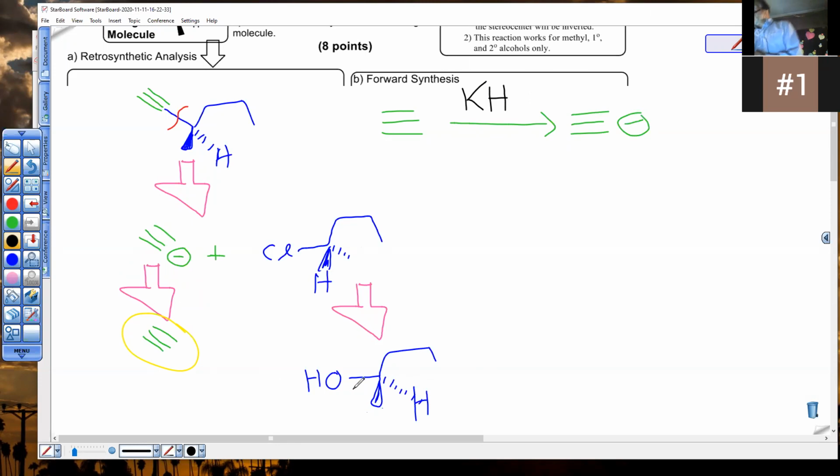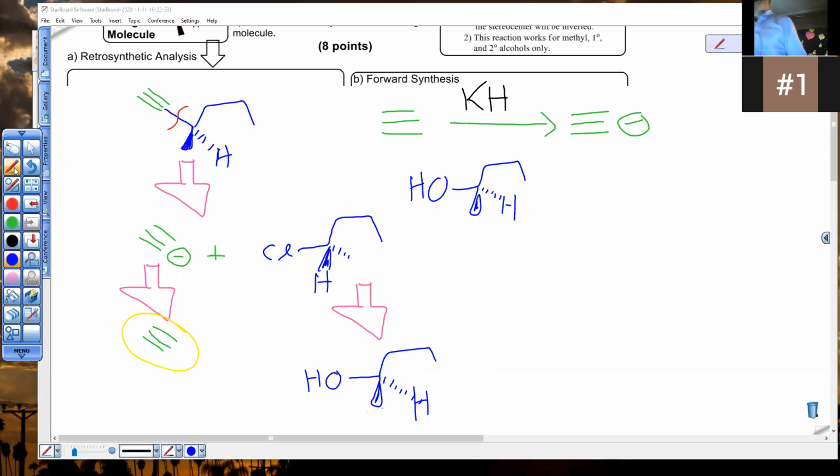Now you're going to use the useful reaction to convert a carbon with an OH to a carbon with a halogen. Just use the useful reaction I gave you. HO. Oops, no H there. Keep doing that. H is there.